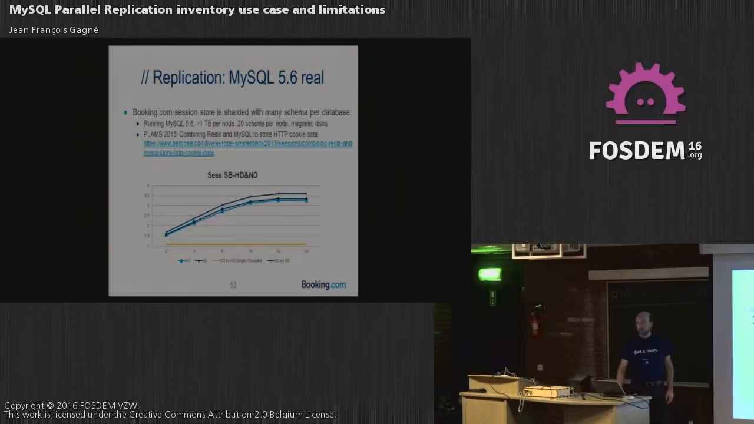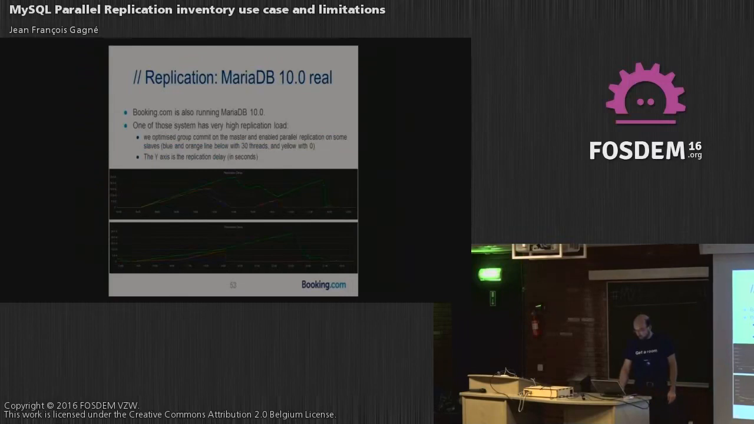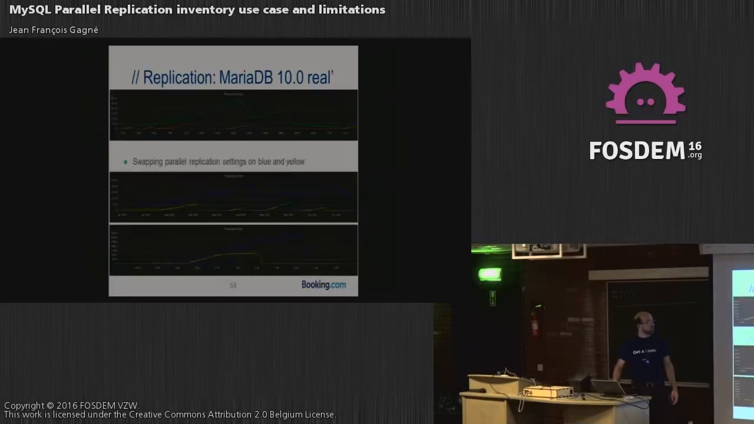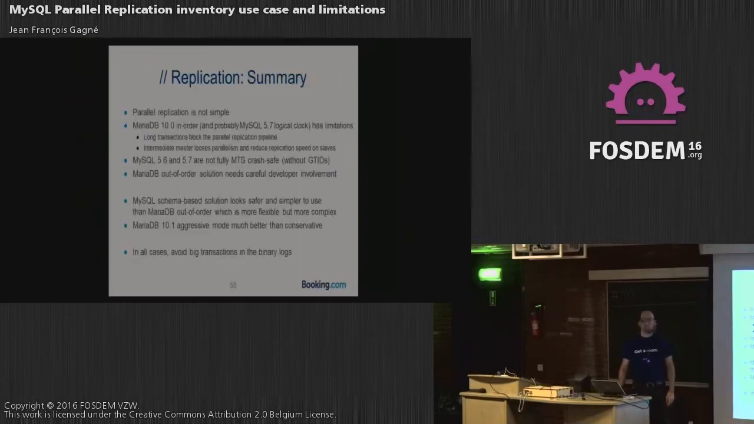Those graphs we've seen. MySQL 5.6, good. Speed up to 3.5. This is on a database of a little more than 1 terabyte, 20 schemas, so quite good results. And I'll skip those. This is real world MariaDB 10.0 workload. So, in summary, it's complex to understand.